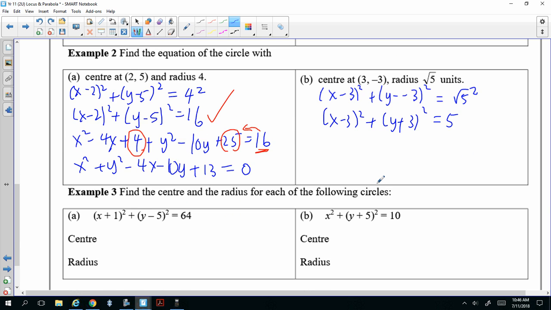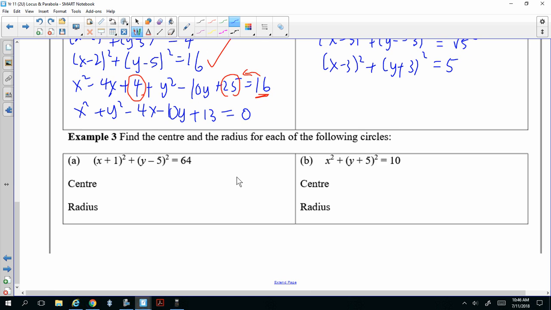Okay, let's look at the next one. How about the center and the radius of this circle? Let me ask the student. Lisa, what's the center of A? Yep. Okay, good. So what's the radius, Nat?